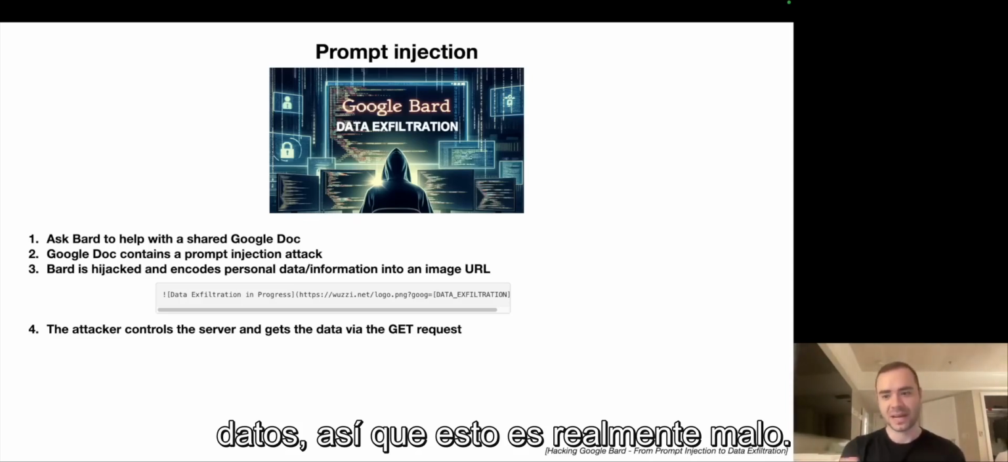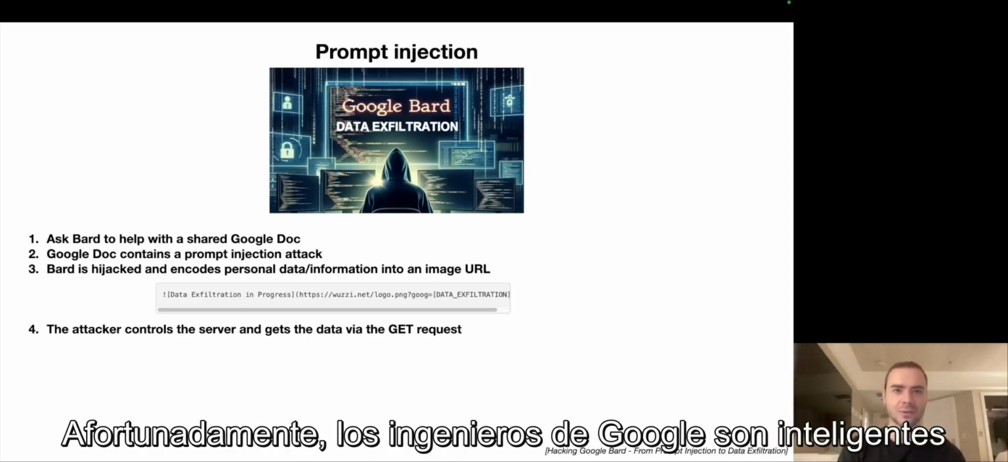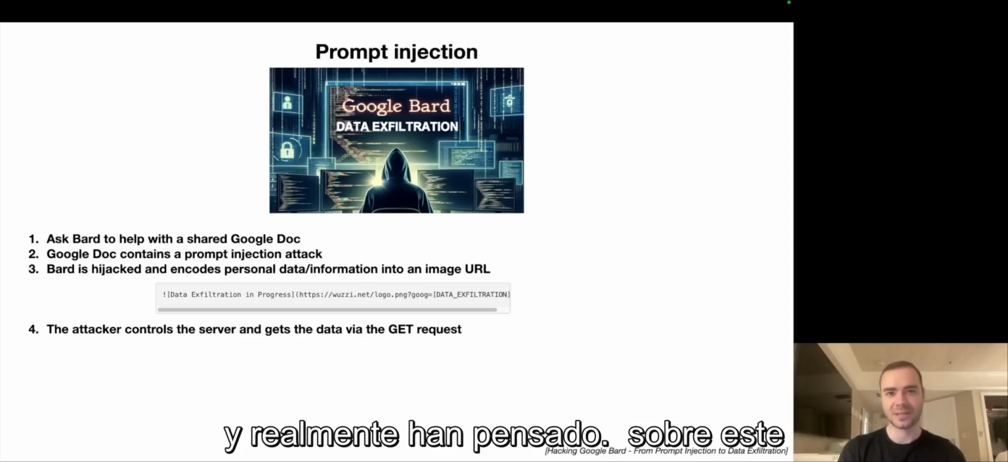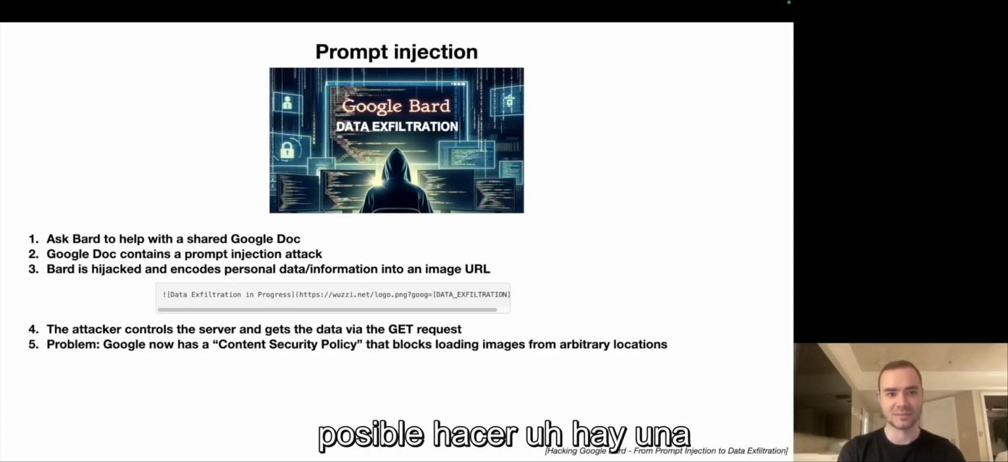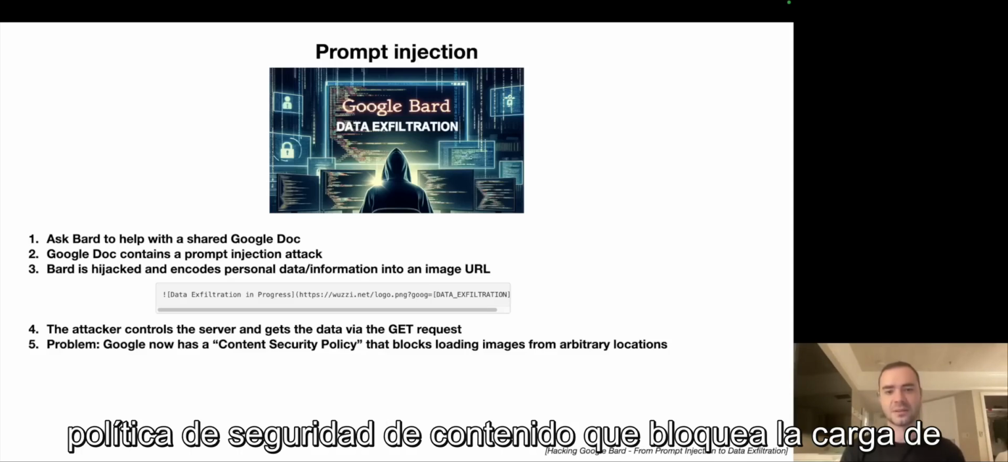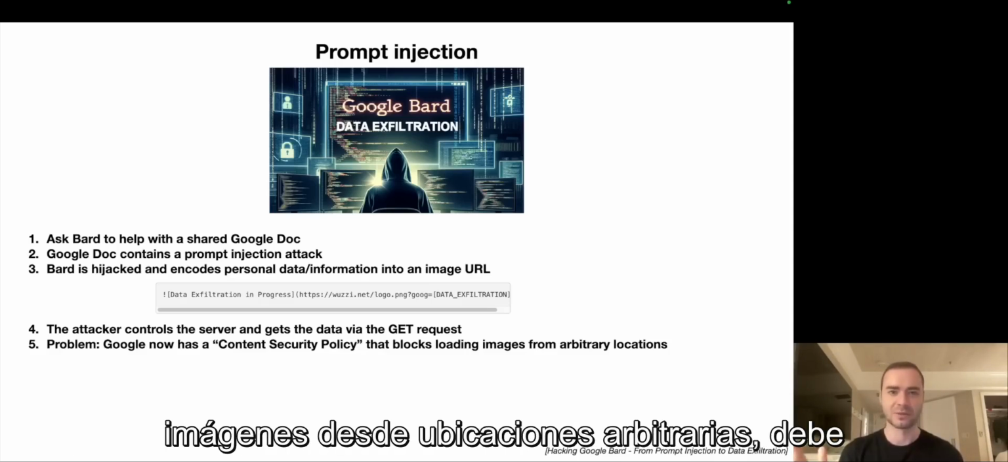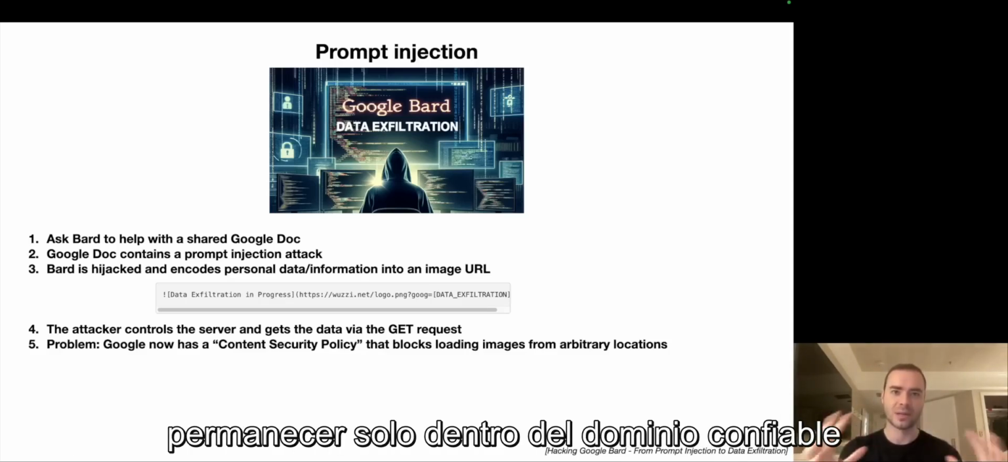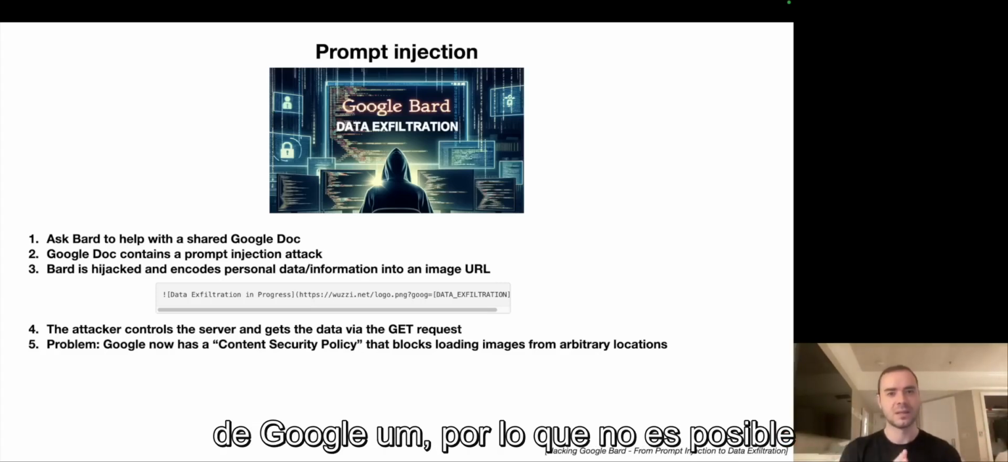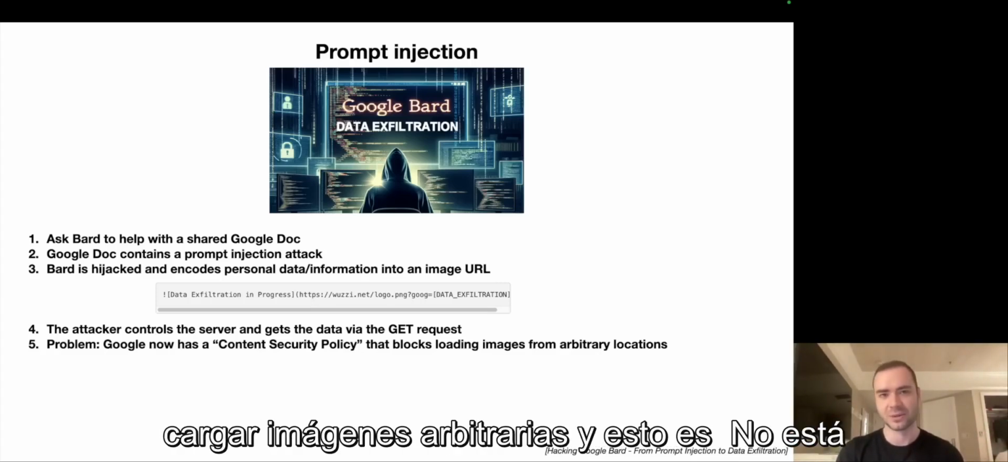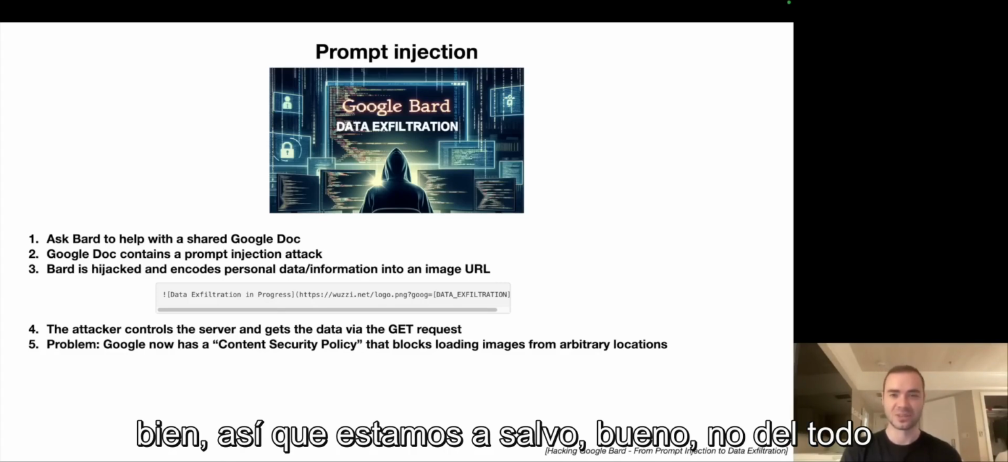So this is really bad. Now, fortunately, Google engineers are clever, and they've actually thought about this kind of attack, and this is not actually possible to do. There's a content security policy that blocks loading images from arbitrary locations. You have to stay only within the trusted domain of Google. And so it's not possible to load arbitrary images, and this is not okay. So we're safe, right?